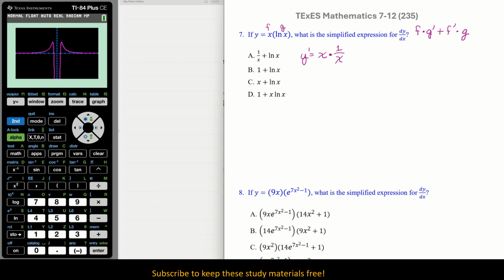All right, let's move on. We have plus, now the first derivative of x is 1, and we're multiplying that times g as is, which is ln x. Cleaning all that up, x times 1 over x is going to equal 1. And we add that to, well, 1 times anything is the anything. So that's ln x, which would be option B.